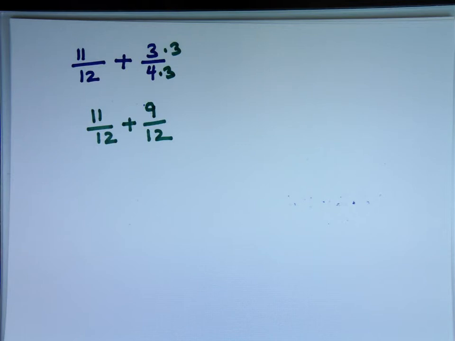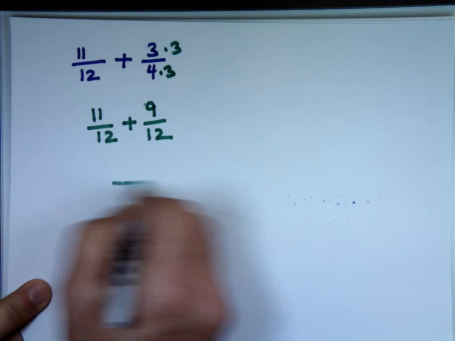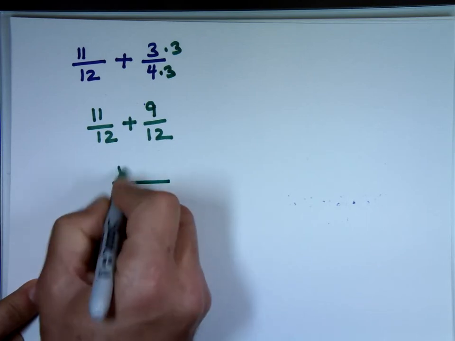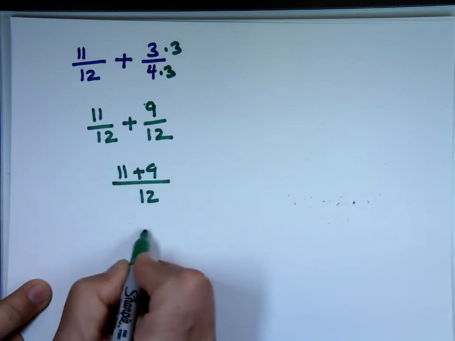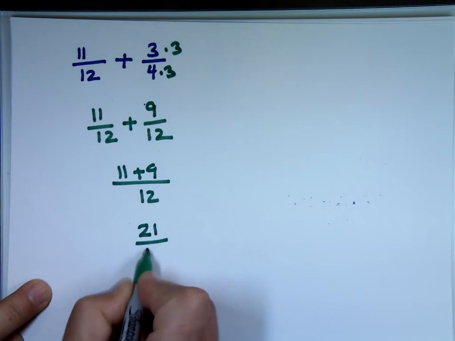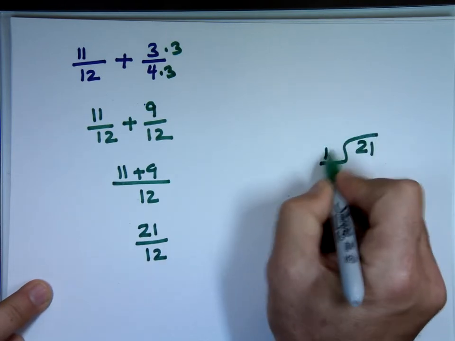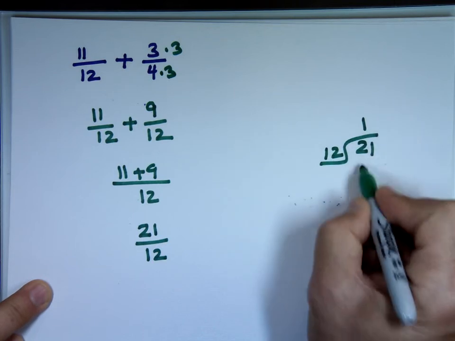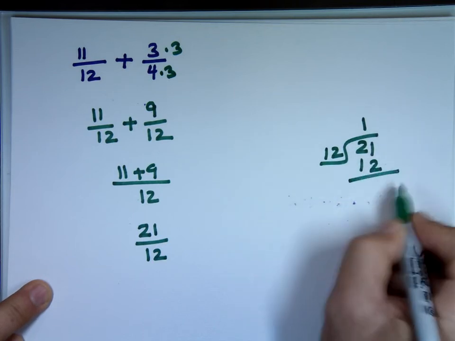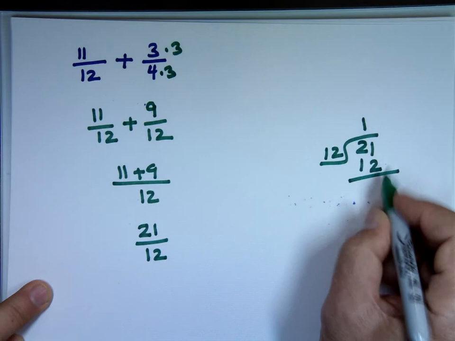Yes. Do you always have to multiply to get them the same? You can't add and subtract. Multiply or divide. So since the bottom is the same, that's 12. What's left? 11 plus 9. Is that 21? And again, they probably don't like that answer. What's 21 divided by 12? 1. 1 times 12 is 12. What's the remainder? Is that a 9? Yeah.